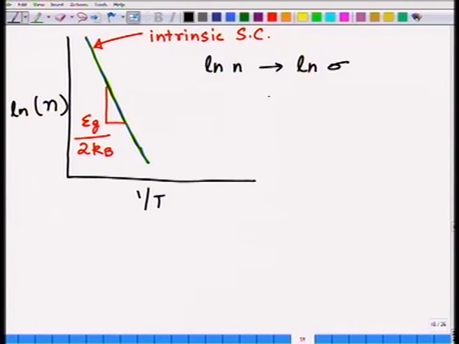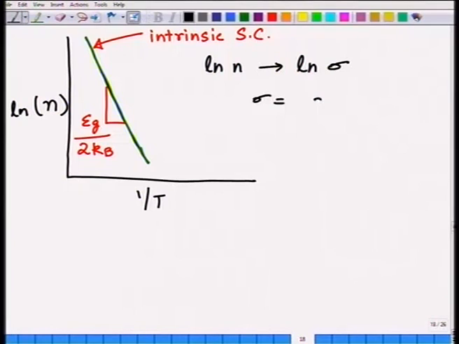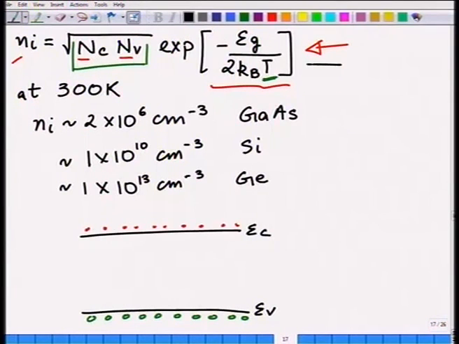If instead of log n, you were to plot log of conductivity, and remember, going back to our ideas of conductivity, the conductivity would be equal to the number of electrons, charge and mobility of the carriers. So, if instead of log of n you plotted log of sigma, then q obviously does not have a temperature dependence. The temperature dependence of n is already stated right here.